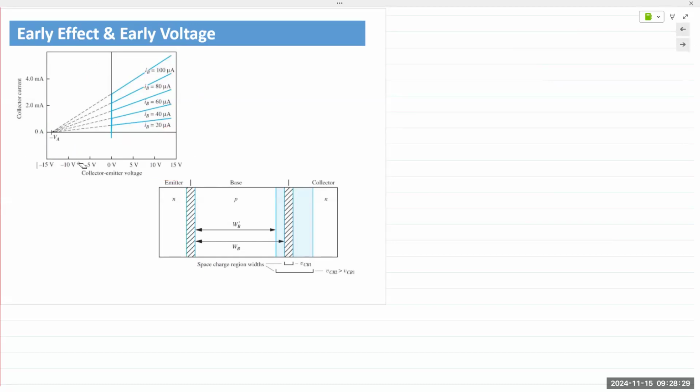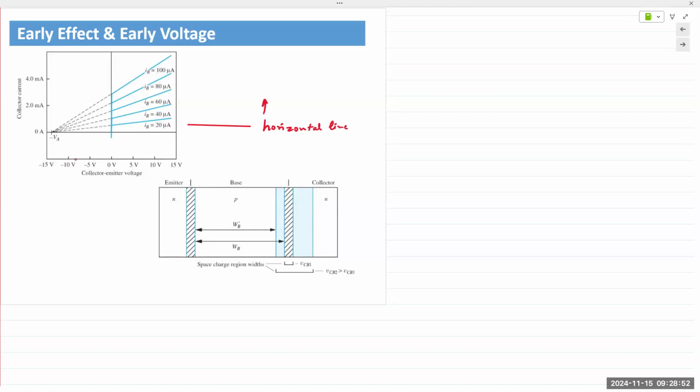If you recall, when you took collector characteristics for the common emitter amplifier, for lower currents, it was a near horizontal line. So like 5 microamps or 10 microamps, it was near flat.